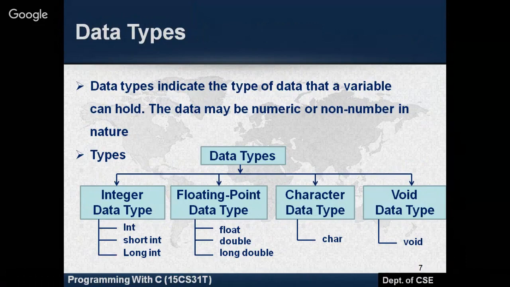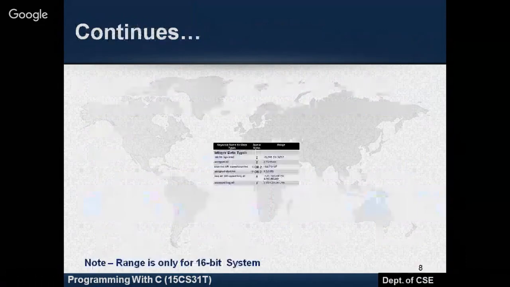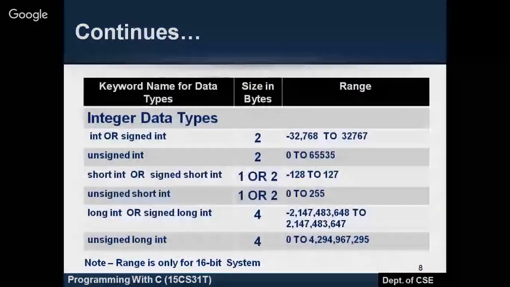Here are some of the integer data types. Each and every data type has its own size. The integer data types are represented by these keywords: int, signed int, unsigned int, short int, signed short int, unsigned short int, long int, signed long int, and unsigned long int.